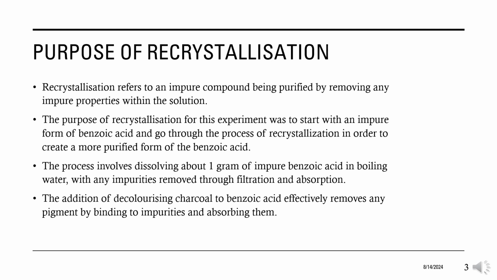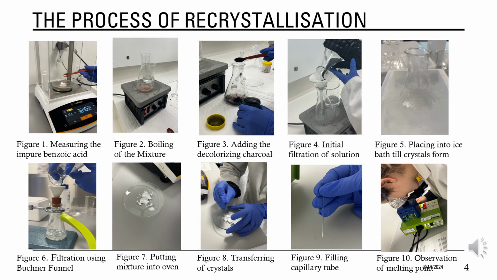The process involves dissolving about 1 gram of impure benzoic acid in boiling water, with any impurities removed through filtration and absorption. The addition of decolorizing charcoal to the benzoic acid effectively removed any pigment by binding it to the impurities and absorbing them. On this slide we go into a little bit more detail about the process of recrystallization.